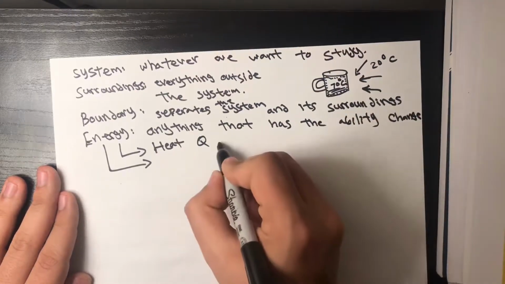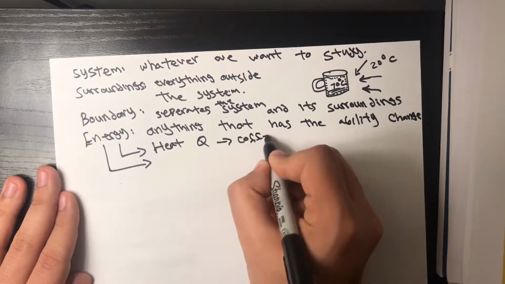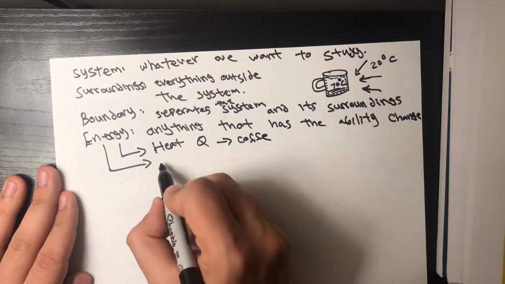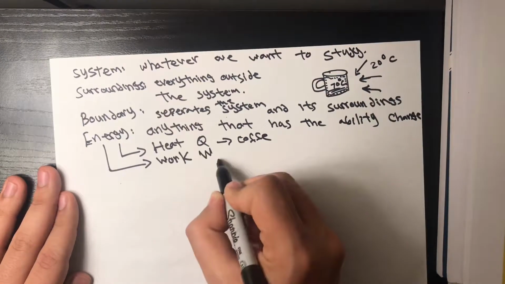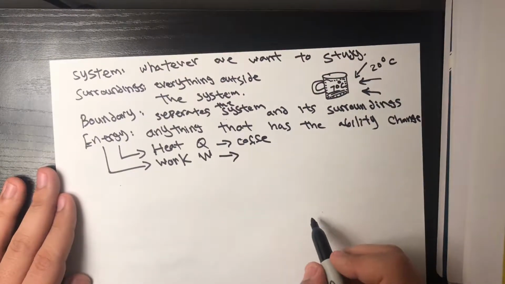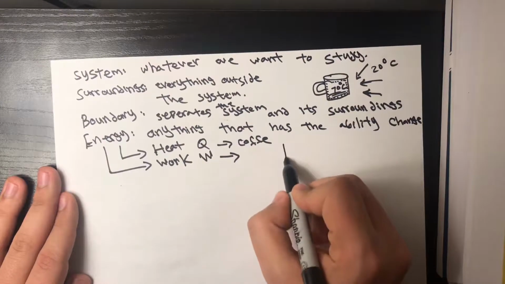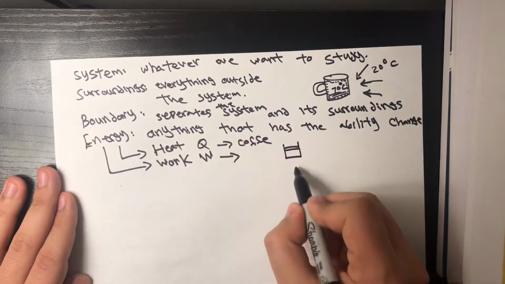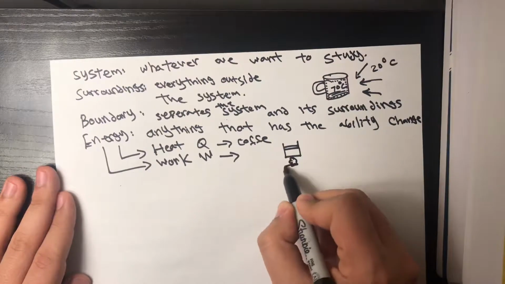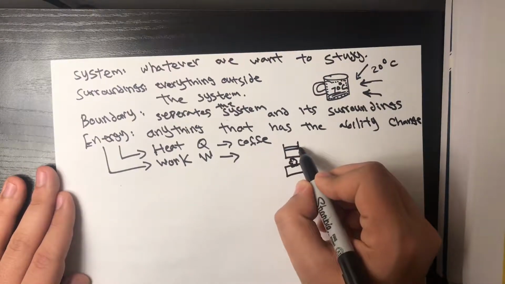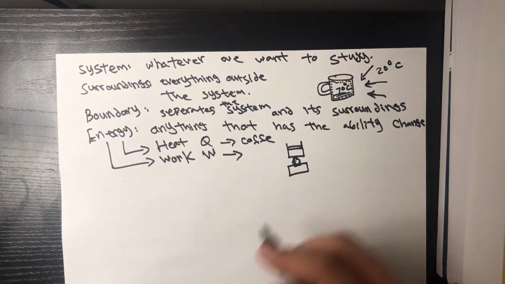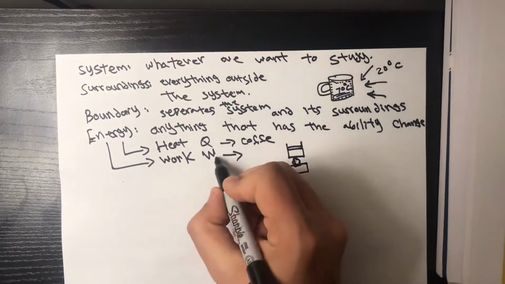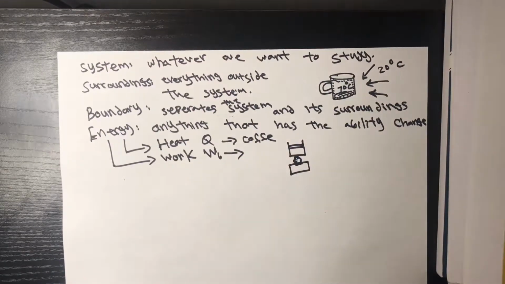So that's applicable to our coffee example. Or it could be in the form of work. And the classic example would be heating up a piston. And then you would have boundary work here where the piston expands its volume. So that's usually notated as WB. We'll get to that later. So that's the concept of a system.